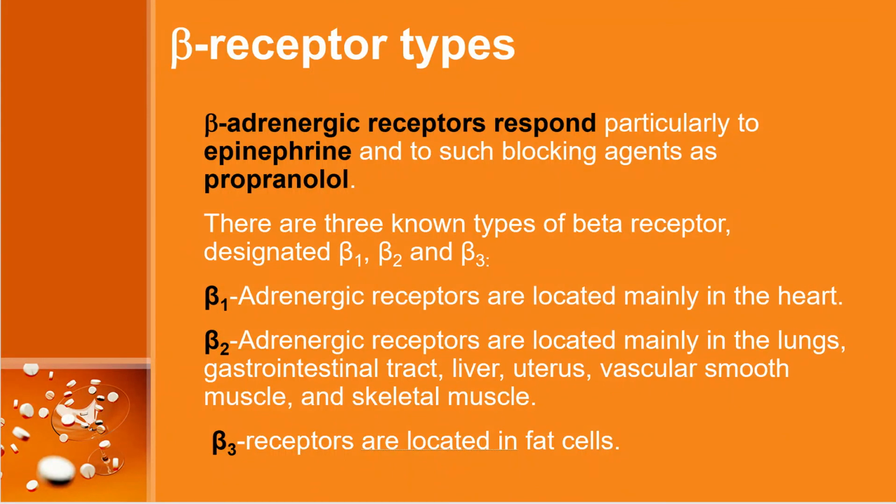The beta receptors respond particularly to epinephrine and to such blocking agents as propranolol. There are 3 types of beta, designated beta 1, beta 2, and beta 3. Beta 1 adrenergic receptors are located mainly in the heart, beta 2 are located mainly in the lungs, GI tract, liver, uterus, etc., and beta 3 receptors are located in fat cells.